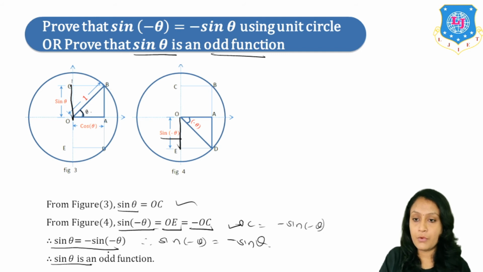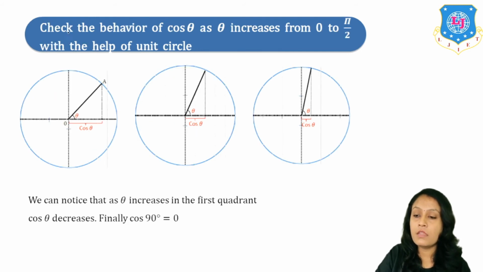Now let's study the behavior of cos theta as theta increases from 0 to pi by 2 with the help of the unit circle. We are increasing theta from 0 to pi by 2. You can see that we have a triangle over here, and this is our cos theta.